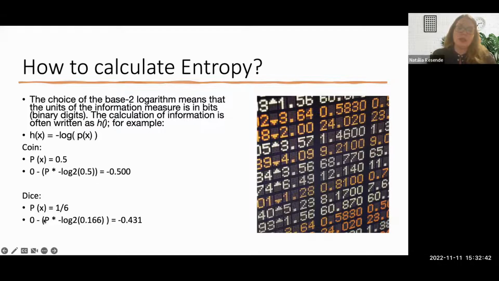And then if we need positive scores, we just subtract from 0. So for a coin, the probability of 0.5 gives minus 0.5. And for a dice, which is the probability of one outcome among six outcomes, right, this is the entropy, 0.431. Is that okay so far? So far, so good? Yes? Okay, great.